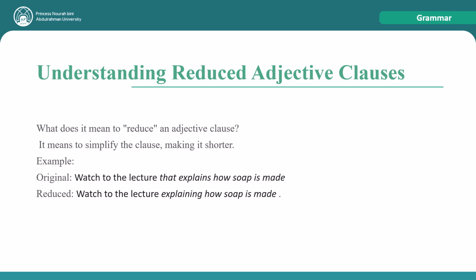Now, how do we reduce adjective clauses? And what does it mean to reduce an adjective clause? So it basically means to make a sentence shorter by shortening the adjective clause. So look at the example here. Watch the lecture that explains how soap is made. And again, the reduced clause would be watch the lecture explaining how soap is made.